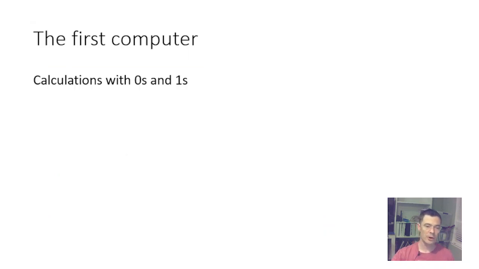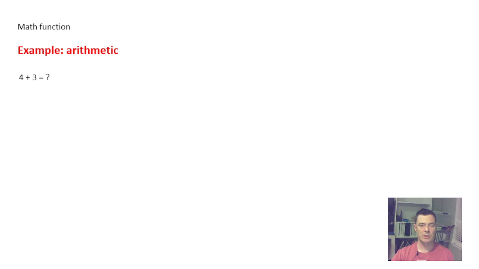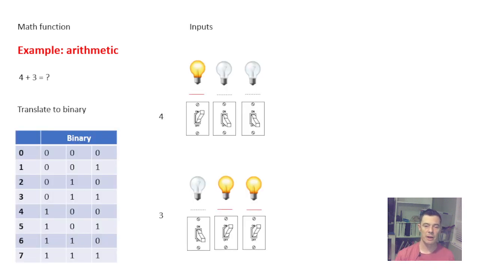So the first computer was really just electric calculations with zeros and ones. So we're going to walk through an example of how it did this. And the first step is you have to translate the function into pure binary, into zeros and ones. And this was usually done with some kind of standard representation of numbers using binary sequences. So in this case, 4 is 1, 0, 0, and 3 is represented by 0, 1, 1.